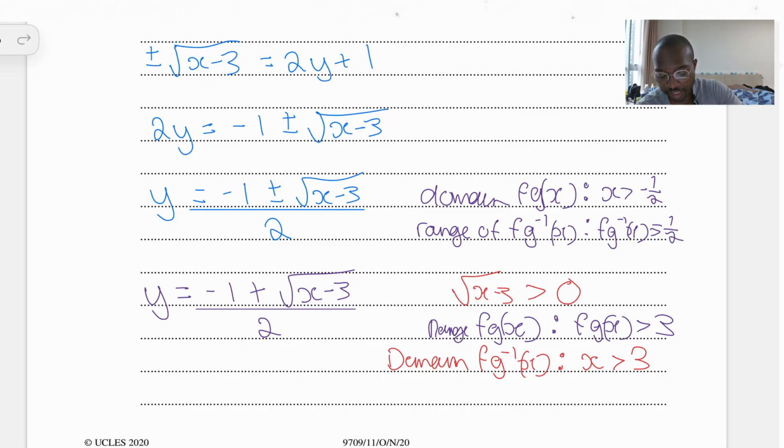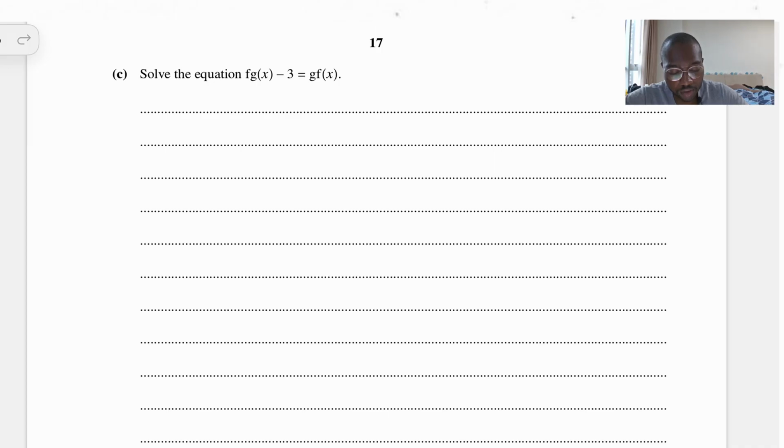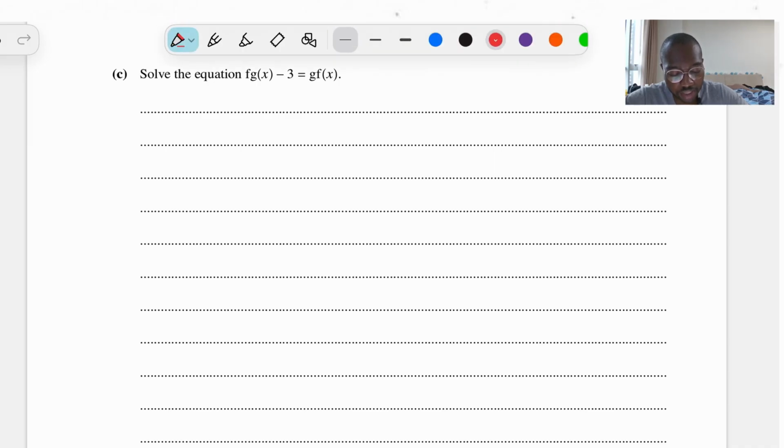And our domain is when x is greater than 3. So now we solve the equation when fg(x) minus 3 is equal to gf(x). Okay, so let's solve this equation. First things first, we know what fg(x) is. We worked that out in the first question, that was simply (2x + 1) squared plus 3.